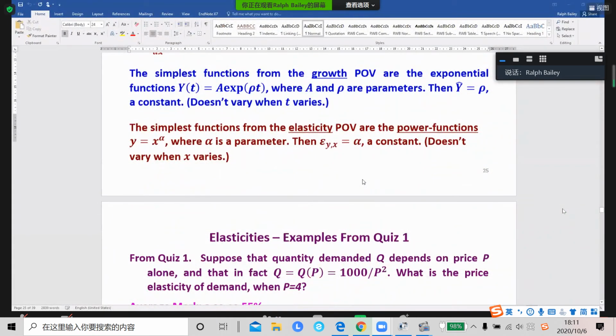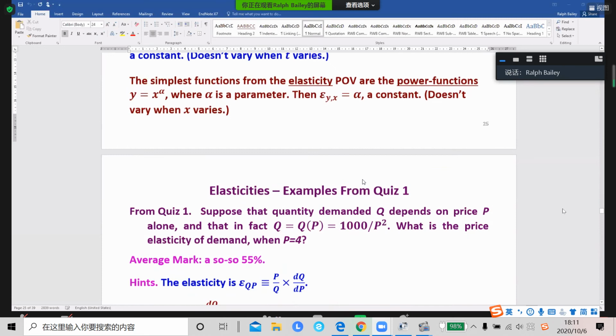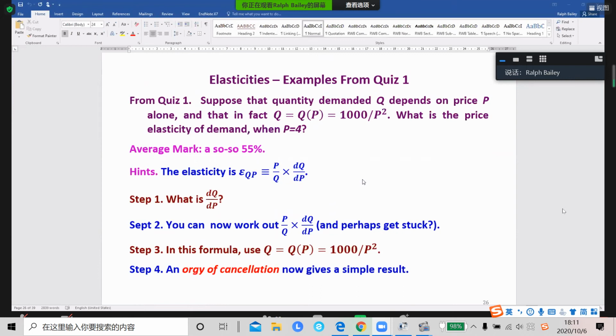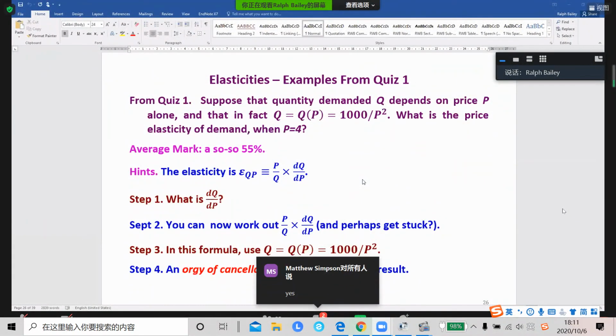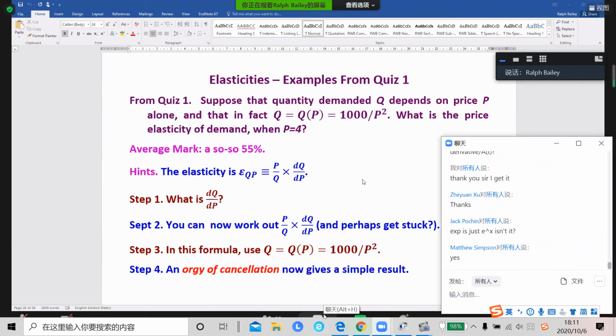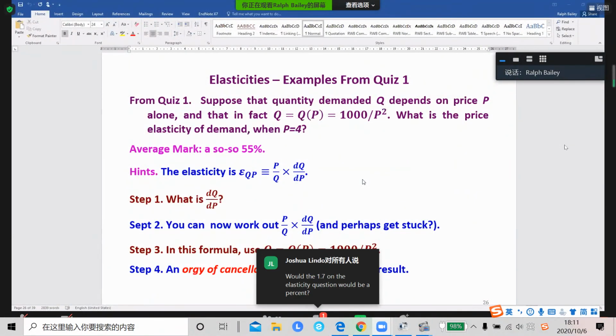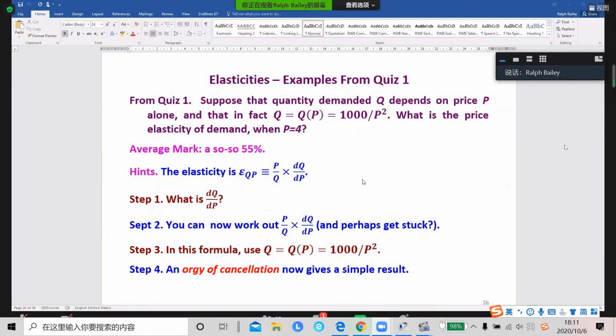For instance, this question from quiz 1. Find elasticity with respect to price. Well, this is one of the simple functions I was talking about, because 1,000 over p squared can be written as 1,000 times p to the minus 2. So that's a sort of power. It's the to the power minus 2. And that means the answer is going to be pretty simple.